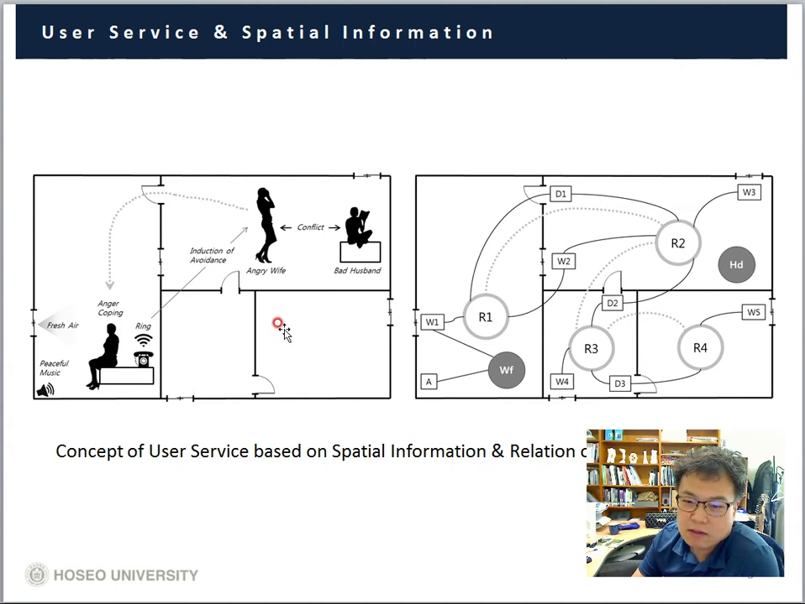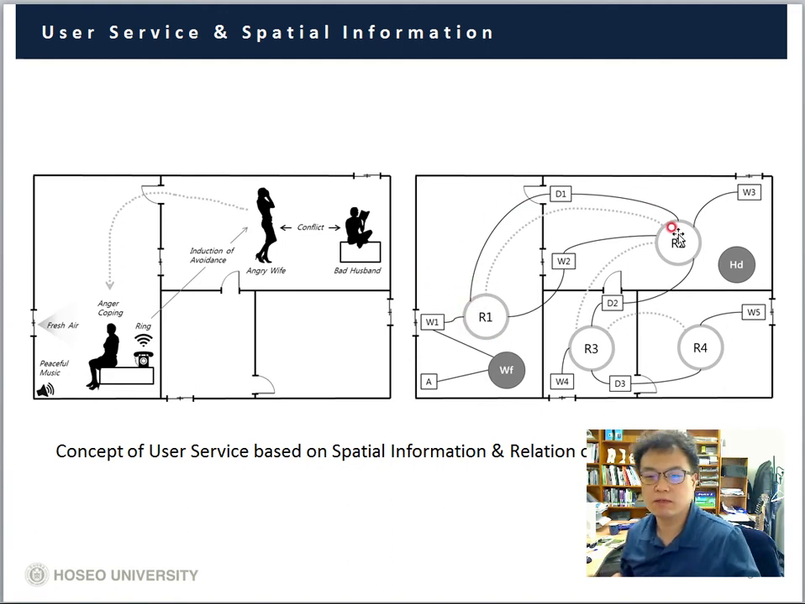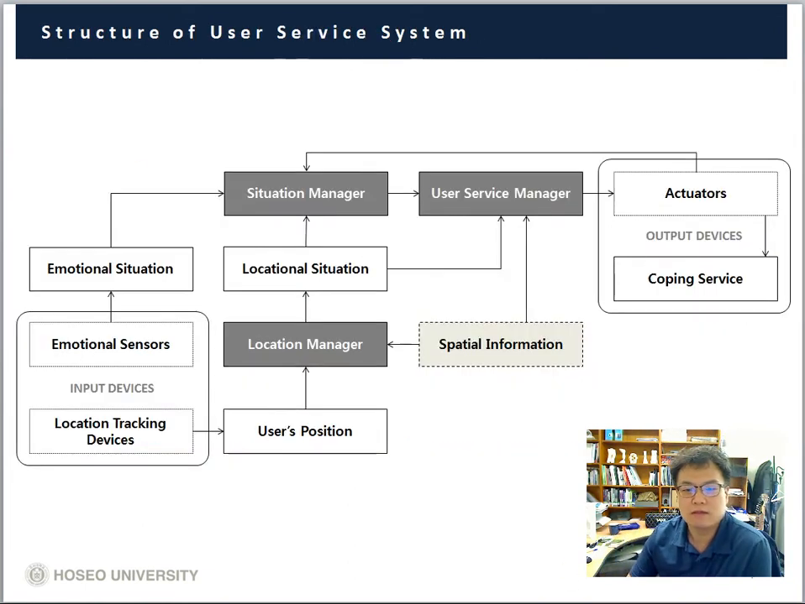So I made a kind of diagram. For each space, each object, device, and person, there are some relations, the significant, meaningful relations. If you know that kind of context, the system can provide more advanced services to users. That's my idea.